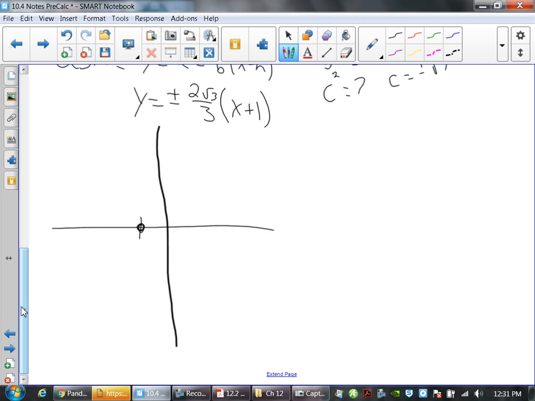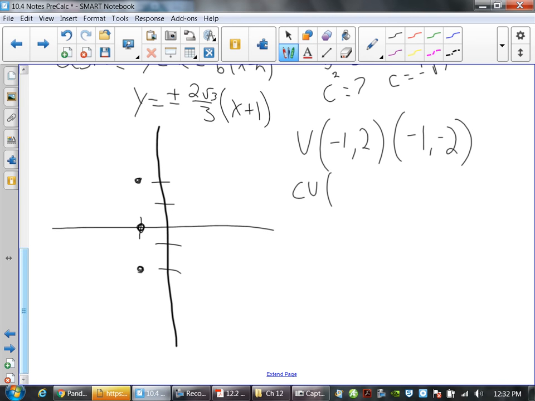So now the distance from my vertex to the center was the A value. A in this case was what, plus or minus 2, I think? So I just have to go up and down 2. So vertices at -1, 2 and -1, -2.